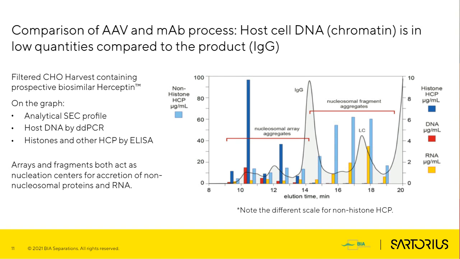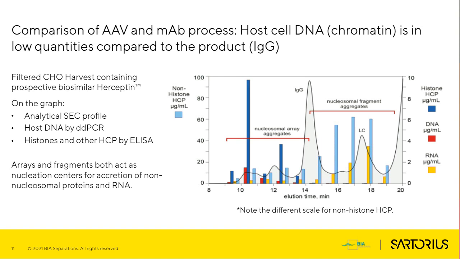Additionally, the bars on this graph are host cell DNA, which was measured by ddPCR. And you can also see histone and non-histone proteins, which are detected by ELISA. Please note the different scale for histone and non-histone host cell proteins. So if you made a size exclusion of a monoclonal antibody harvest, you would see a very huge peak which belongs to your product. And then you would notice that throughout different parts of the profile, you have a presence of histone proteins as well as DNA and RNA, which are all part of the chromatin.